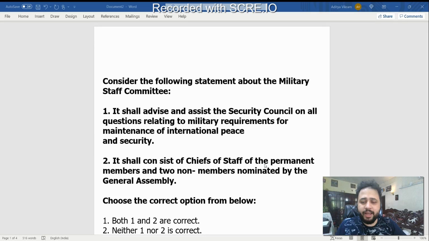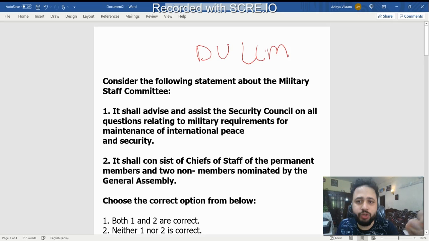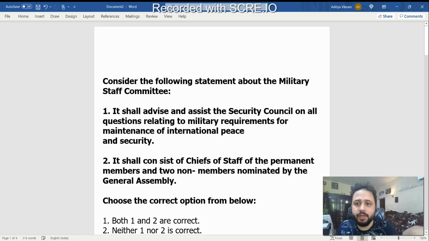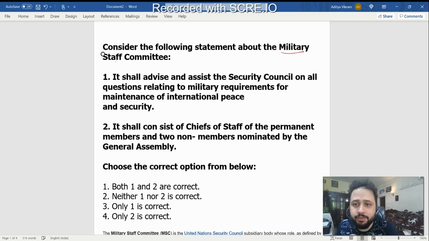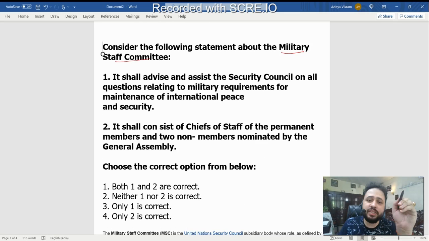MCQs from DU LLM entrance paper. Okay, so MCQ number first. Consider the following statement about military staff committee. So military staff committee is basically the military organ of the United Nations.